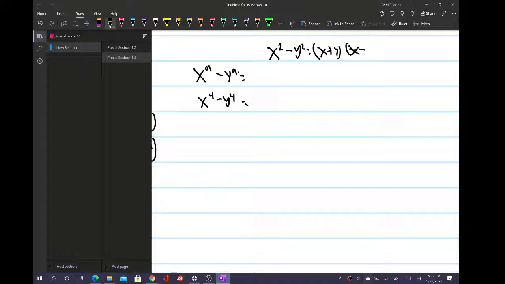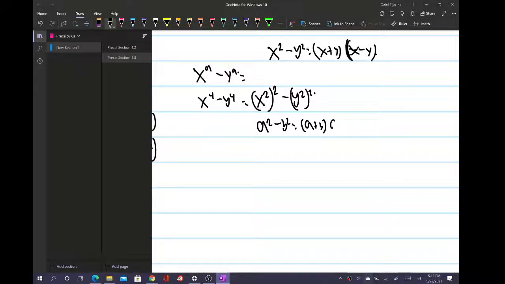And I don't know how else to explain this. If anybody can explain it better, it would be great. But this is just x squared quantity squared minus y squared quantity squared. And now we have it of that form, right? So we can say a squared minus b squared equals a plus b times a minus b.